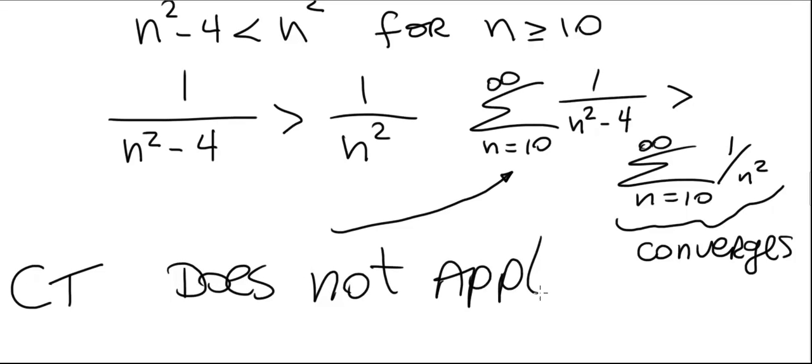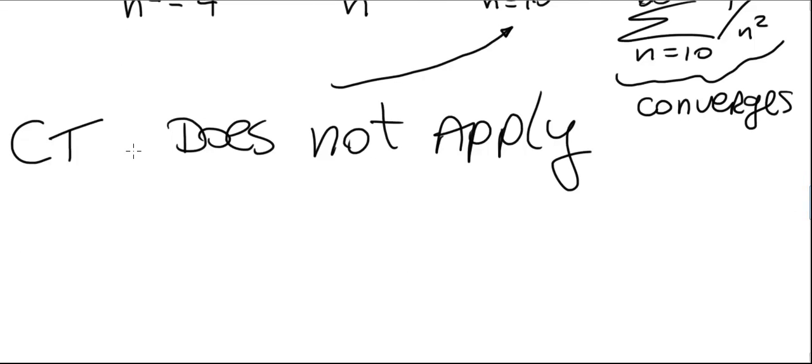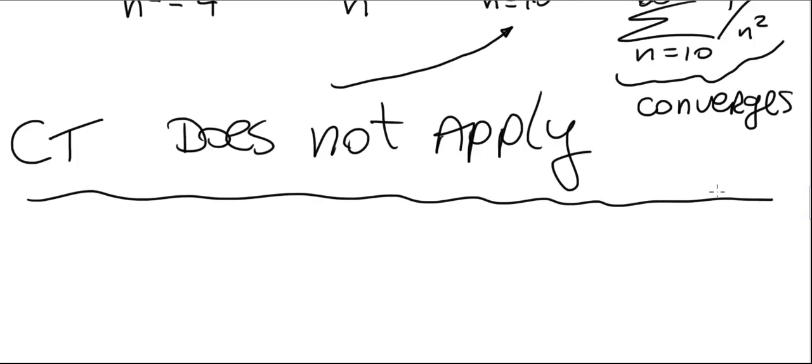And this is a common mistake that students make. They use the comparison test when the inequality is facing in the wrong direction, and they make a mistake. So do not make that mistake, because the inequality doesn't give us any information about convergence or divergence of the series we're examining. Now let's look at applying the integral test to this series.